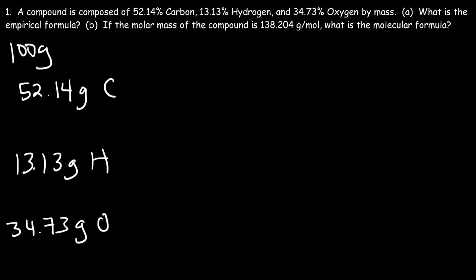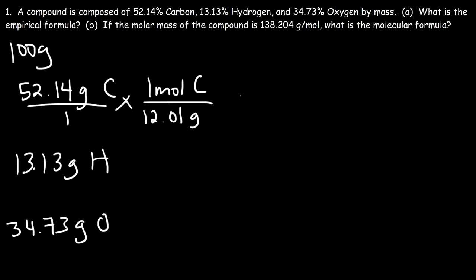Now, what you want to do next is you need to convert grams of carbon into moles. The atomic mass of carbon is 12.01 grams per mole. So you want to set it up this way so that the unit grams will cancel. And let me just get my calculator. So let's divide 52.14 by 12.01. So you should get 4.34 moles of carbon.